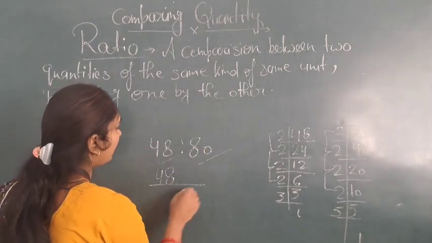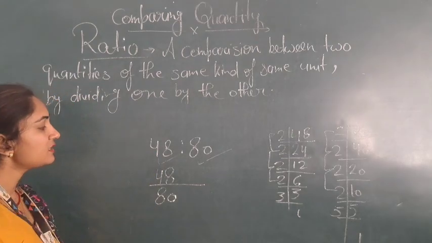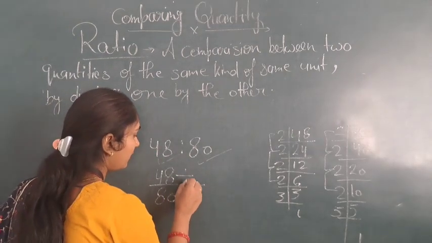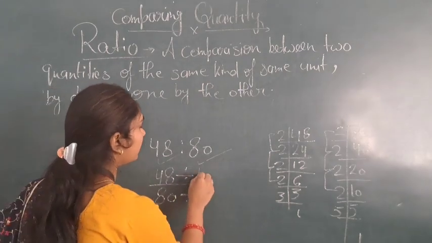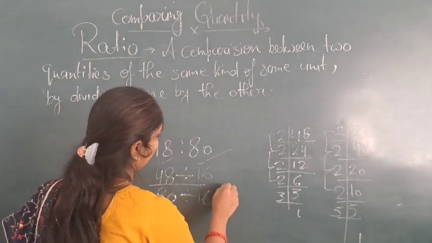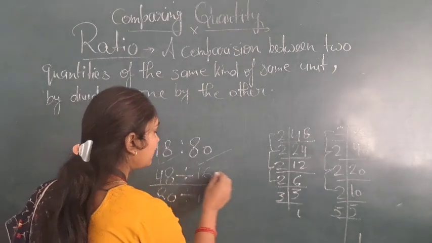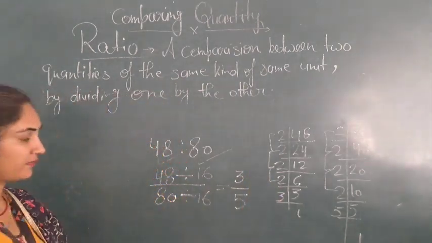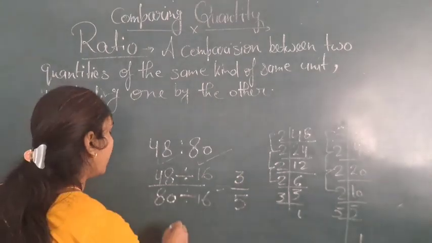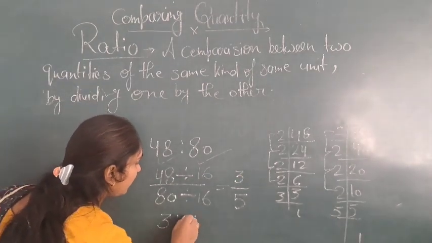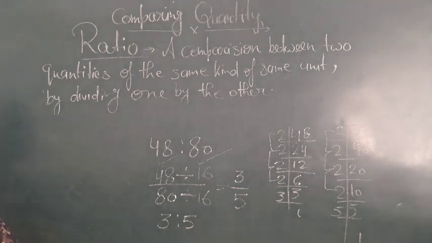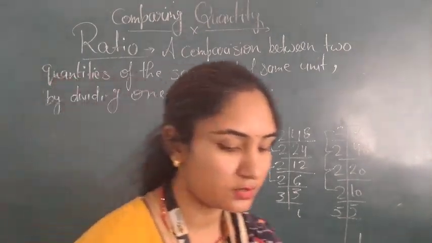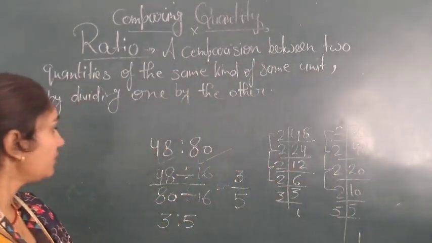So to find the simplest form of this ratio, we will divide both terms by the HCF. 16 threes are 48 and 16 fives are 80. So 3 divided by 5, that means we can write 3:5. So 3:5 is the simplest form of 48:80. Understood?